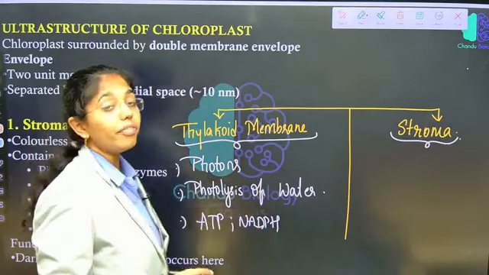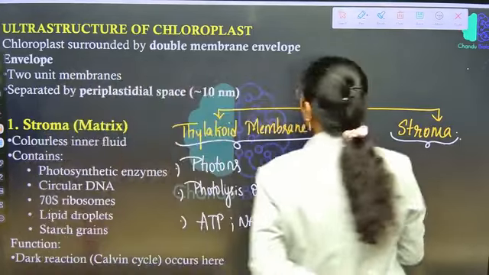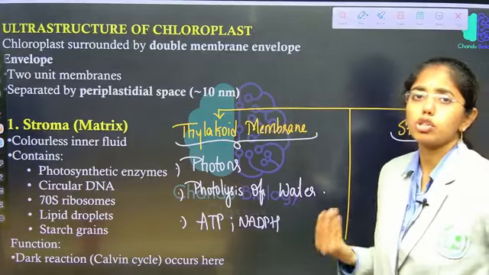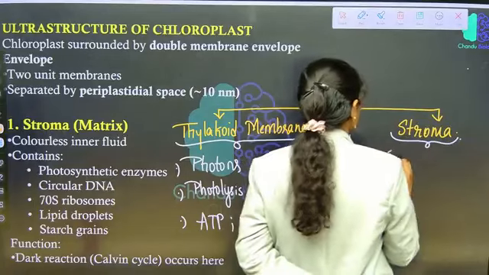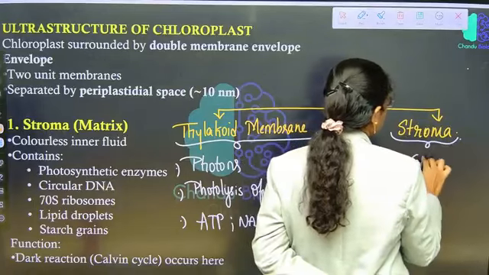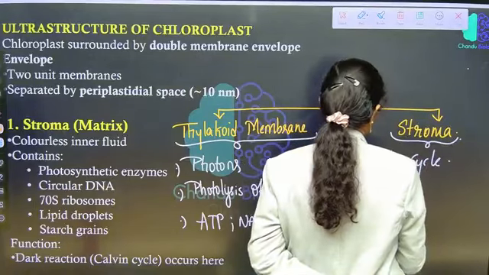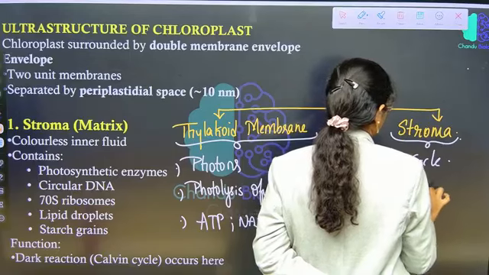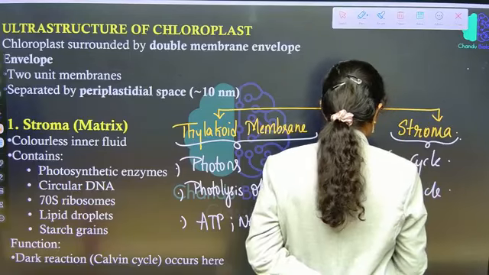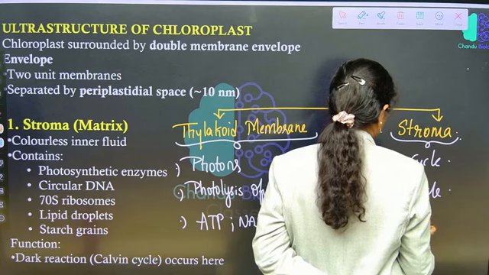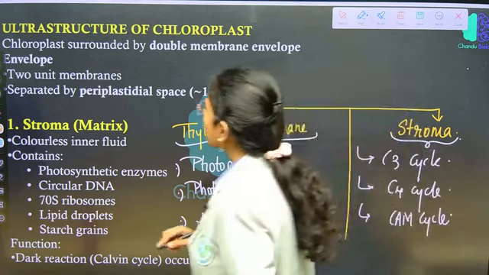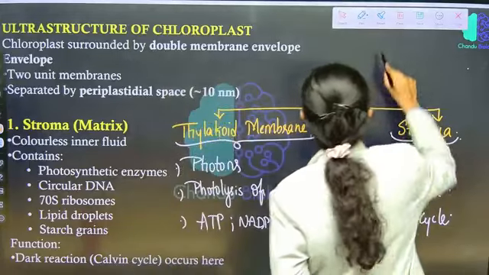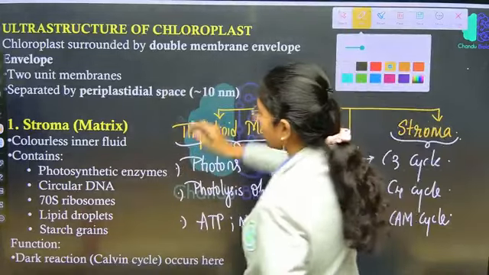Fine, right? Now in stroma, what happens? In stroma, dark reactions occur, which are also called light independent reactions, wherein the C3 cycle, C4 cycle and CAM cycle occur in the stroma of the chloroplast. Here, you look inside the stroma or matrix at what is present; all this we have discussed.